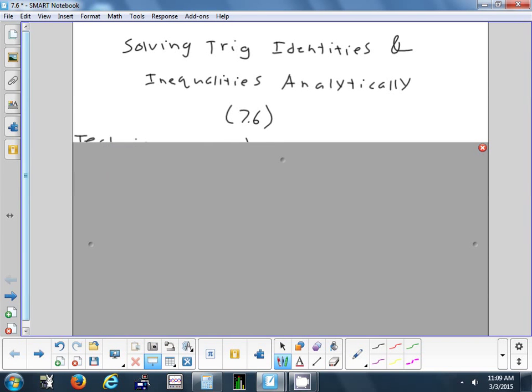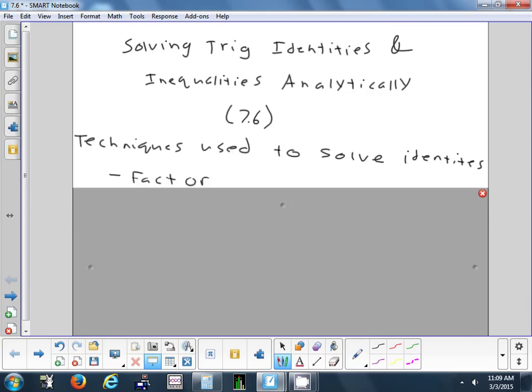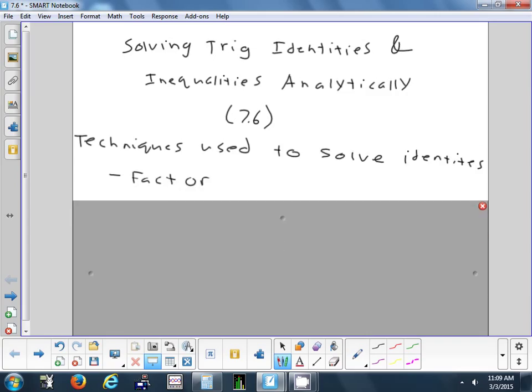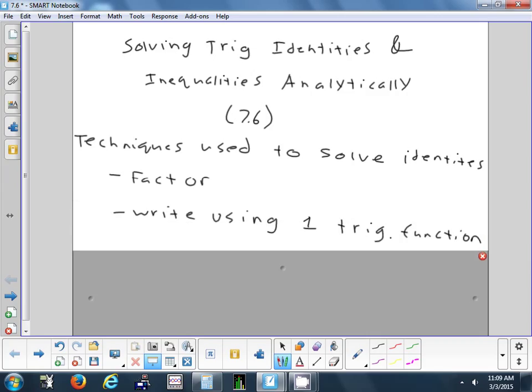Right, so let's take a look at section 7.6. Okay, 7.6 is on solving trig equations using different identities with algebra, without graphing. Some of the techniques we're going to use, pretty much every problem: factoring, and rewriting a problem so that it just uses one trig function. So if you have a mixture of different kinds of trig functions, we'll try to rewrite it with just one.